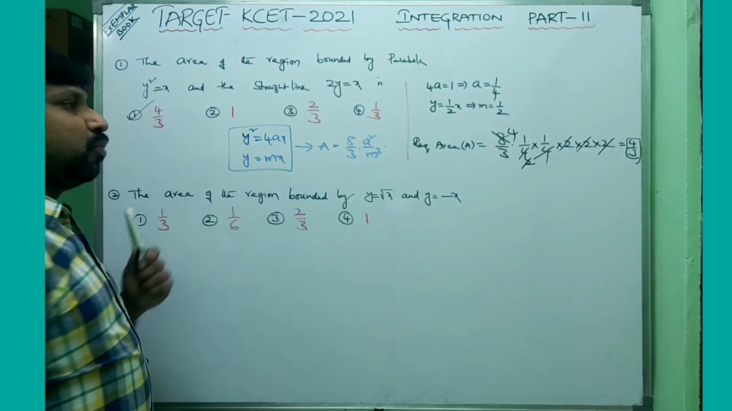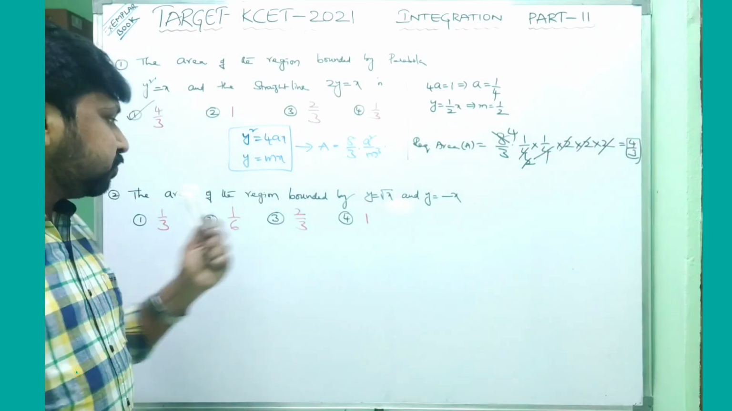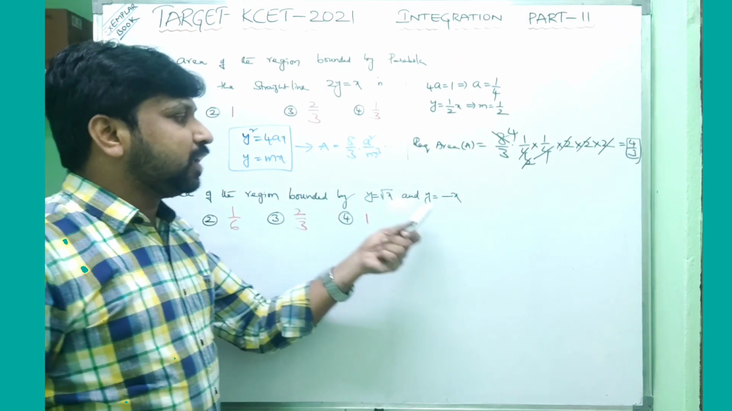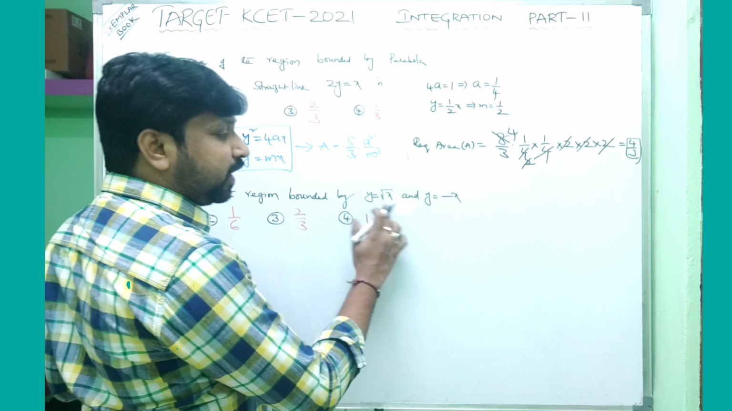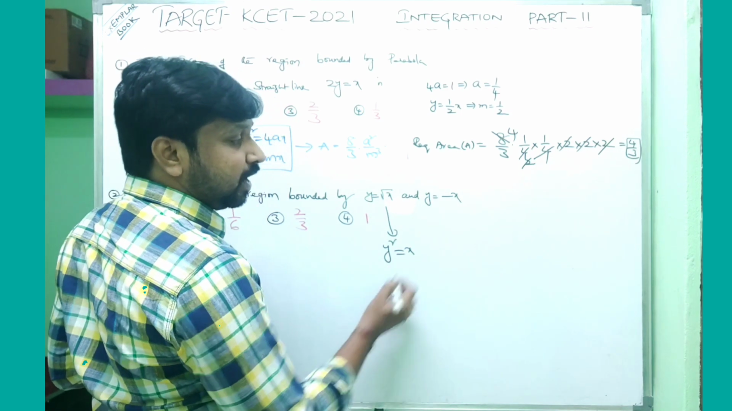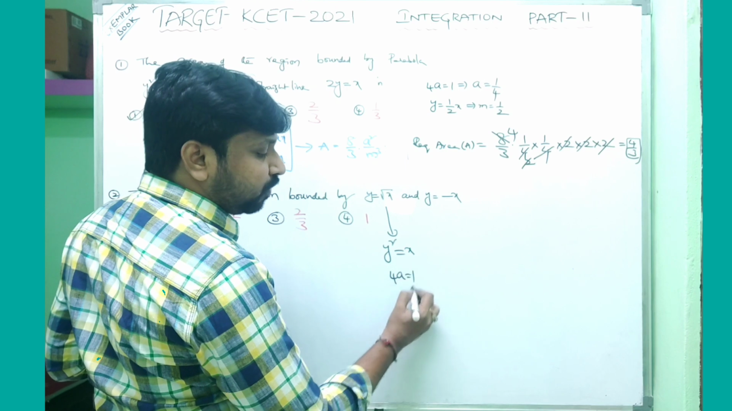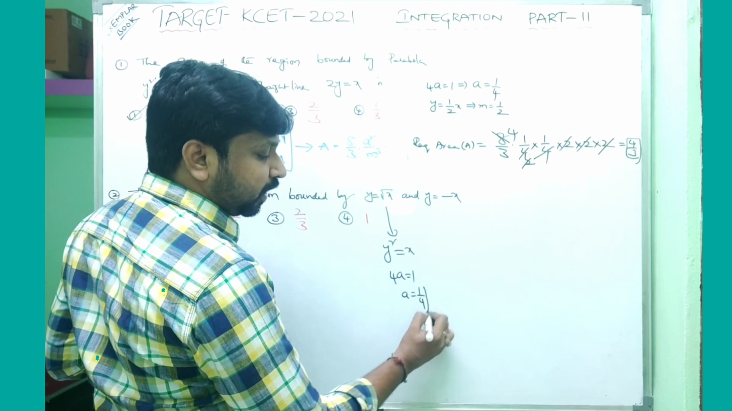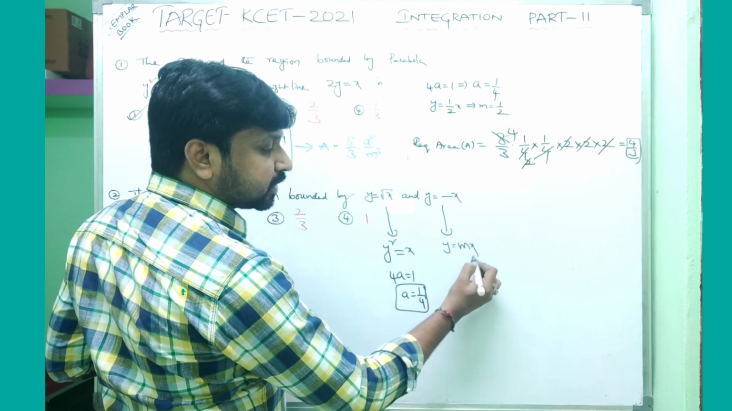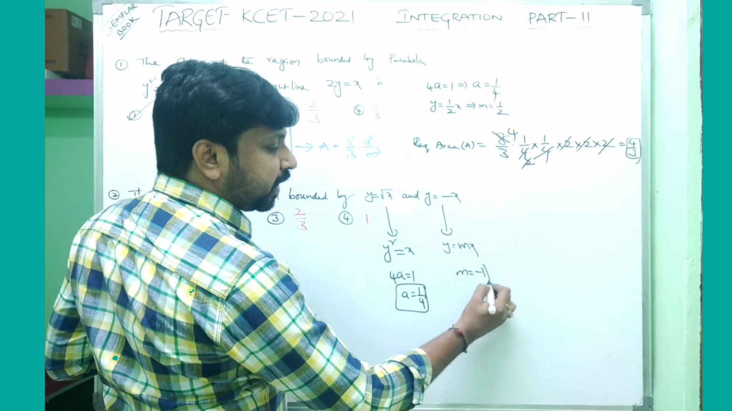It's a very good approach for you friends. Let's move to the next question. The area of the region bounded by y equal to root x and y is equal to minus x. How are you going to do it? Y equal to root x, if you simplify, you are going to get y square is equal to x, and hence 4a is equal to 1, a is equal to 1 by 4 here. If you observe very clearly, it is of the form y is equal to mx and hence m is equal to minus 1.